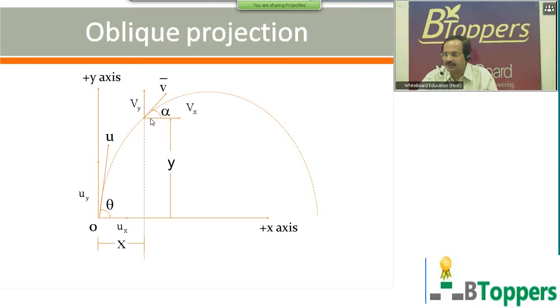Velocity v bar at this point P makes an angle alpha with the horizontal direction. This v bar can be resolved into rectangular components vx and vy along the horizontal and vertical directions. Y is the displacement in the vertical direction from the point of projection. X is the displacement in the horizontal direction. If you want to copy the diagram, you can pause and copy the diagram.